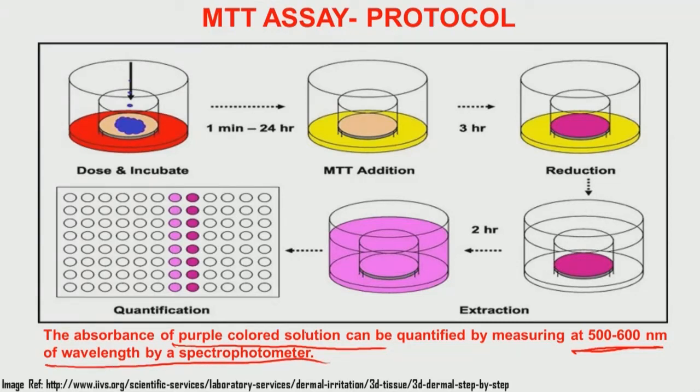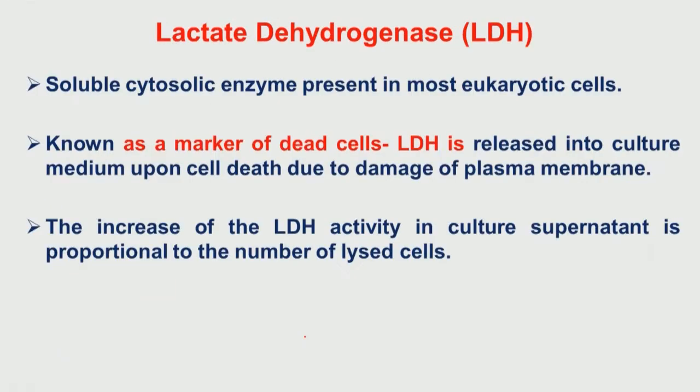Once it measures, that will give you the relative number of these mitochondrially viable cells. Now, in cell biology, people often use complementary assays. One example of these complementary assays is the lactate dehydrogenase assay, that is the LDH assay. What LDH actually does is quantify the number of dead cells.